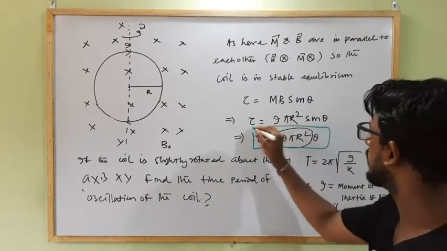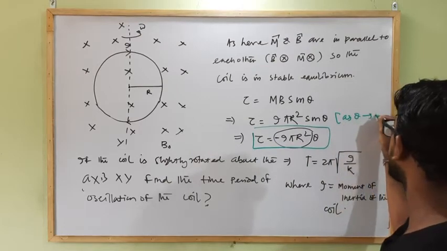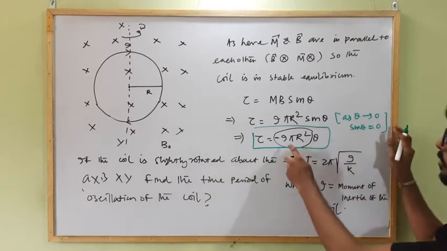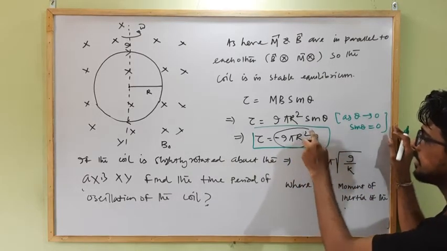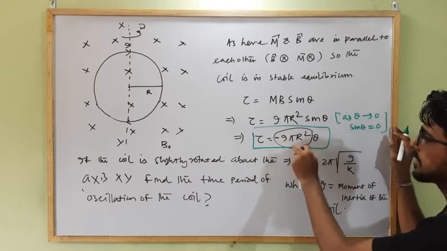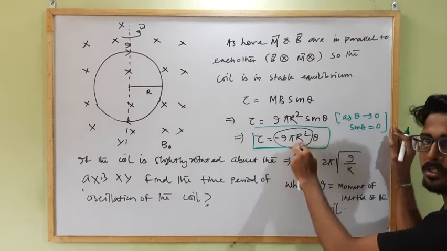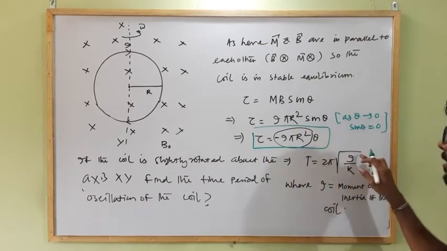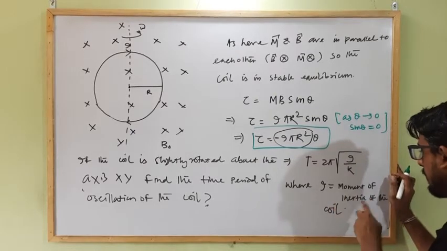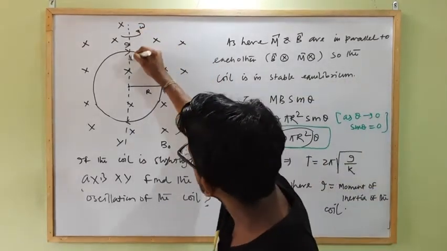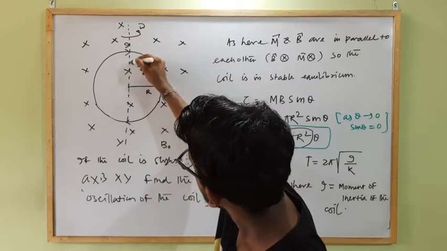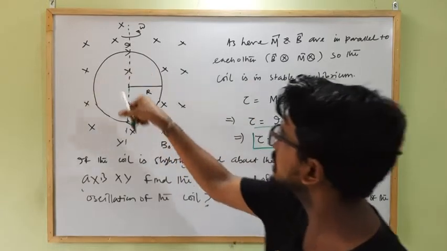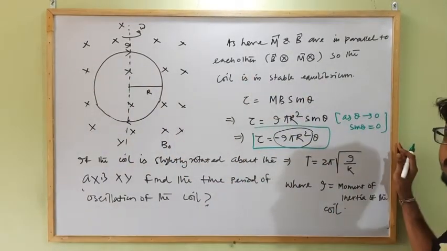So here tau equal to k into theta, as theta tends to 0, so sin theta equal to theta. So I into pi r square into theta, this complete term will be k theta, the torsional constant. So here k will be this one, and I will be the moment of inertia of the coil about this axis, which is passing through its center of mass and along the plane, so it is about the diameter. What is the moment of inertia of a circular loop about the diameter? That is m r square by 2.